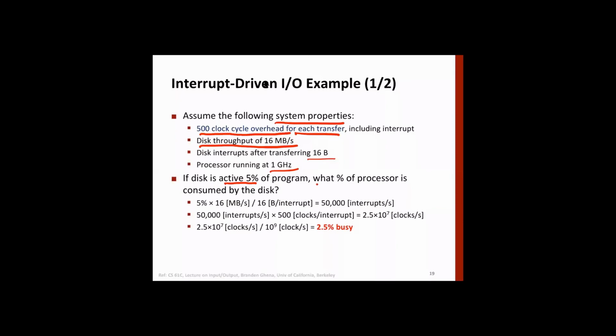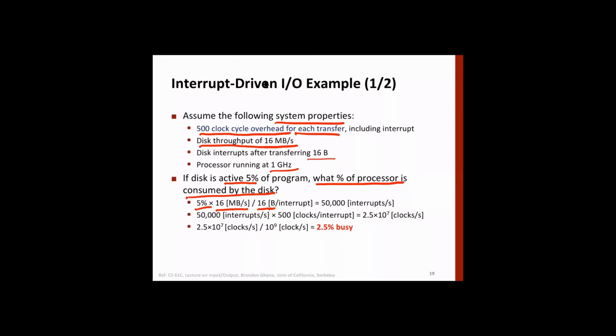So we need to find out the overhead, or what percentage of the processor is consumed by the disk. So this is the data rate, 16 megabytes per second, and we are transferring 16 bytes per interrupt. When you divide 16 megabytes by 16 bytes, you get the number of interrupts, which is 1 million interrupts. And 5% of that, because that's the maximum that can happen, but the disk is running only 5% of the time.